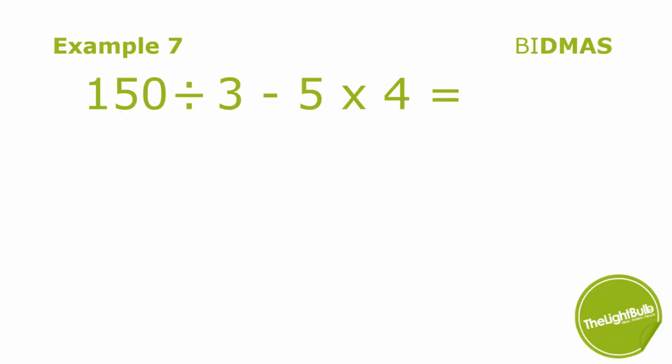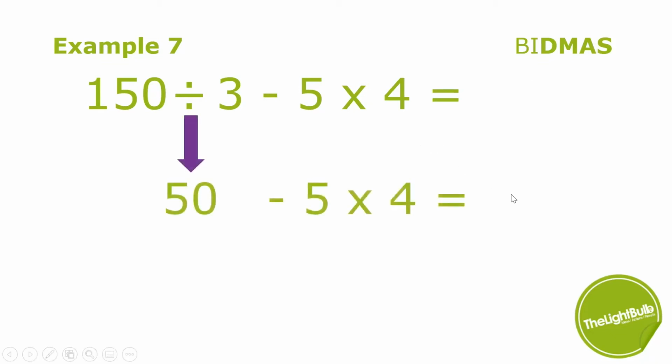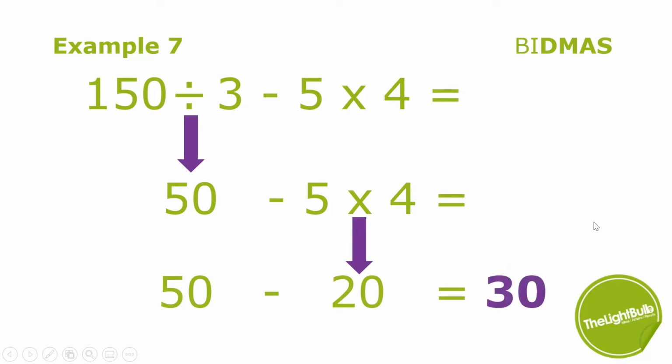Okay, so once again, there's 3 operations. We've got divide, subtract, and multiply. And the order, BIDMAS, divide comes first. So 150 divided by 3 is 50. And then we've got 2 operations left, subtract and multiply. Multiply comes next, according to BIDMAS. 5 times 4 is 20. Rewrite the sum beneath. 50 minus 20 gives us 30.